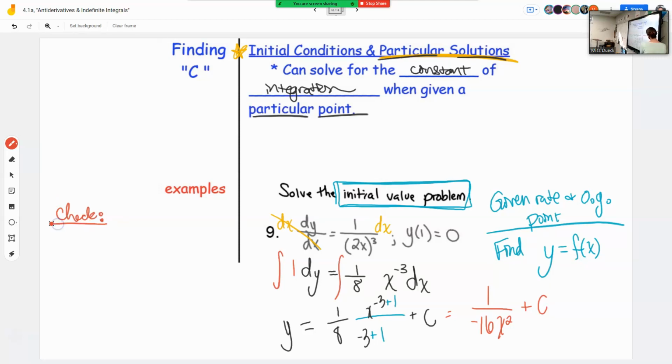Remember, you can check every derivative. Sorry, every integral by taking a derivative. So d/dx of negative 1/16 x to the negative 2 plus C. Derivative of C is just 0, so that's fine. Bring down the negative 2, I get negative 1/8 x to the negative 3. Uh-oh, my negative's off. Oh, no, it's not. I had a negative, I just didn't write it. And then the negative comes down. That's thinking ahead. And then we have our positive.